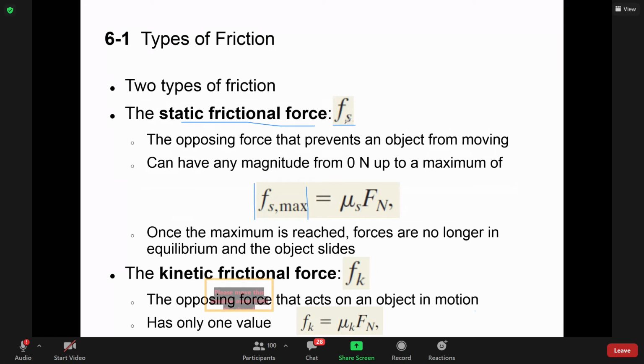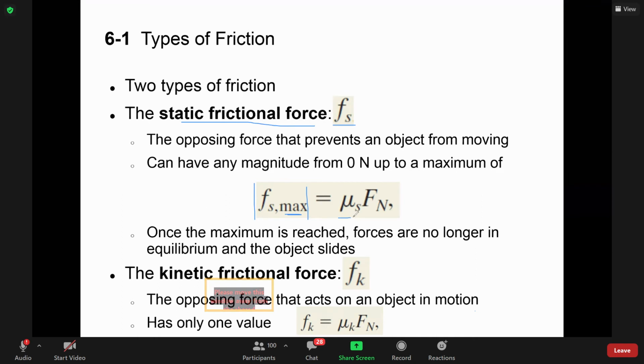Now, I did not give you a law for Fs. What did I give you? I gave you a law for Fs maximum. Why? Because we can calculate Fs maximum, but we cannot calculate Fs, because it's variable. What's the law of Fs maximum?